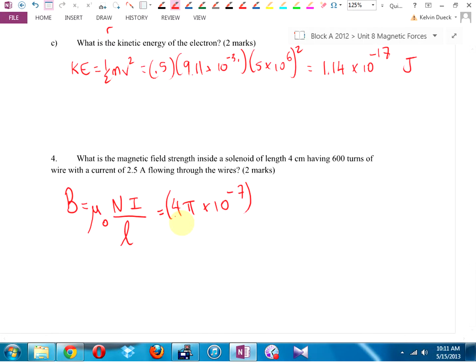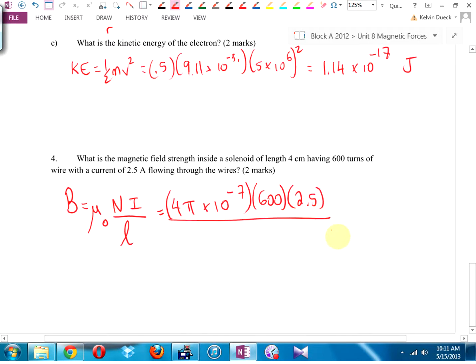Which tells me you didn't do it the day that I did the lesson and told everybody to make sure they tried it. Nico, at least thanks for being honest, you have to type pi times 4 times 10 to the negative 7. You have to flip the 4 and the pi around. So you'll go pi times 4, scientific notation button, negative 7. Then it'll work. N is the number of turns of wire, 600. I is the current, 2.5 amps. Divided by L is the length, 0.04.